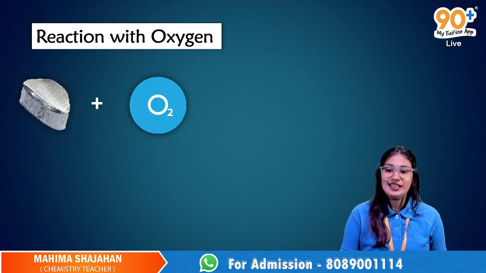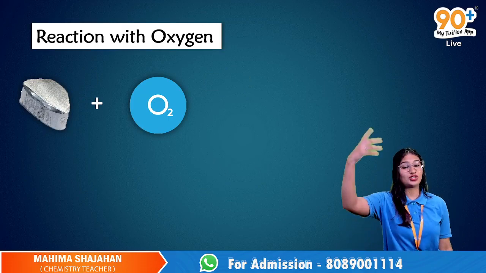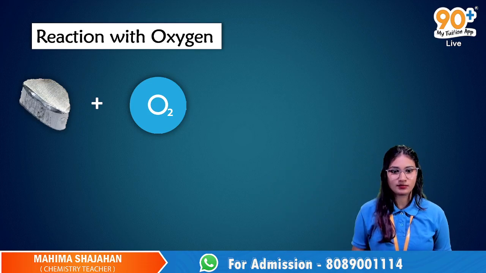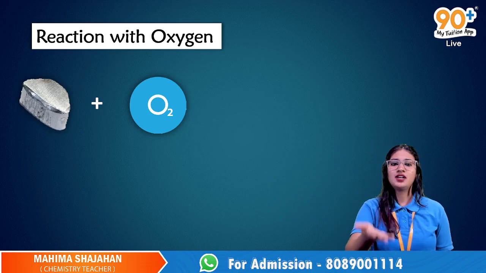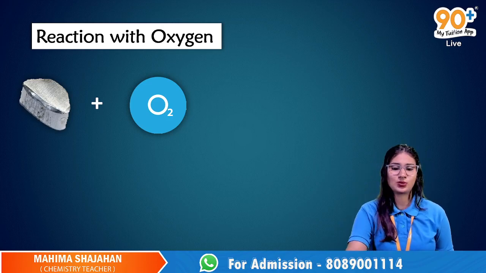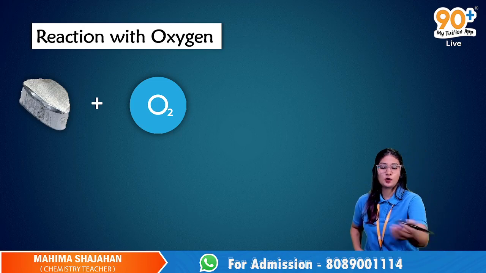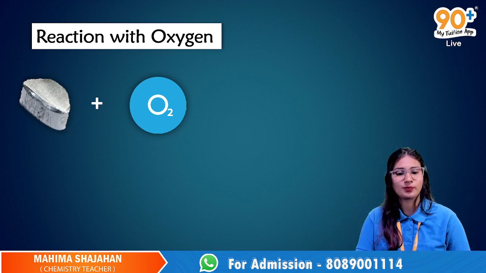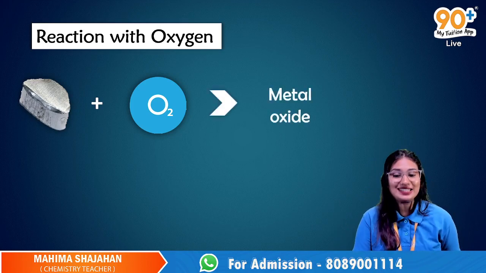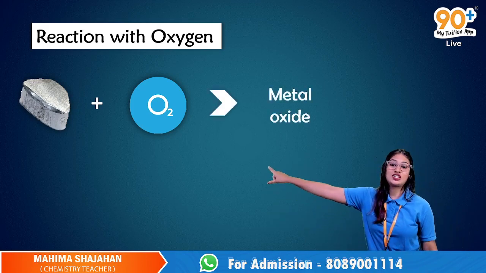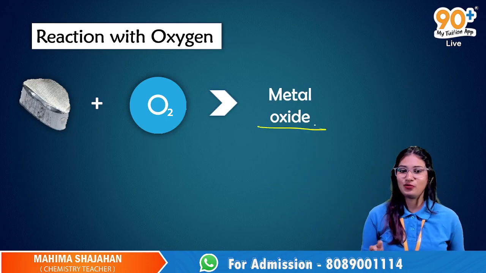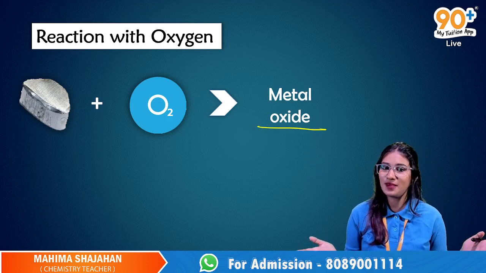Now, let's check the reaction with oxygen. When a metal combines with oxygen, we have the burnt magnesium ribbon. We burned it in class, and you might have done it in your lab as well. Magnesium is a metal, and it combines with oxygen. What was the product we got? It was magnesium oxide, right? So metal will combine with oxygen to form metal oxide.